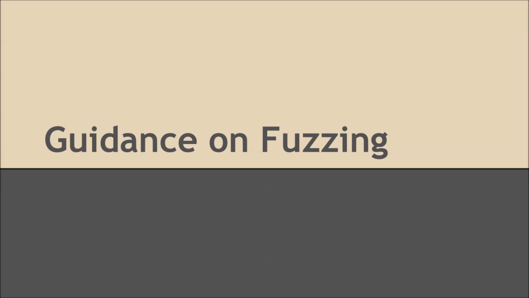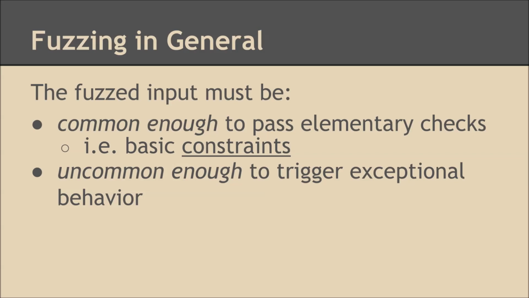Fuzzing in general: the outputs from your fuzzer should be common enough to pass the most elementary checks that the program makes on its inputs. And at the same time, that data must be uncommon enough in order to trigger exceptional behavior. So this leads us to a discussion of constraints.